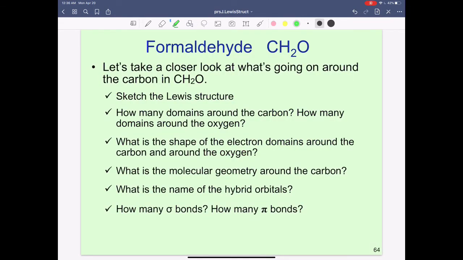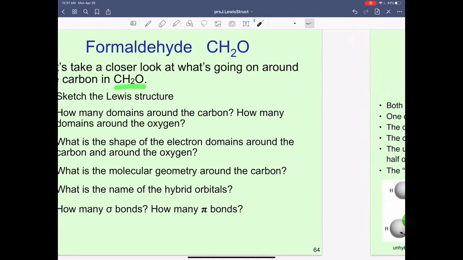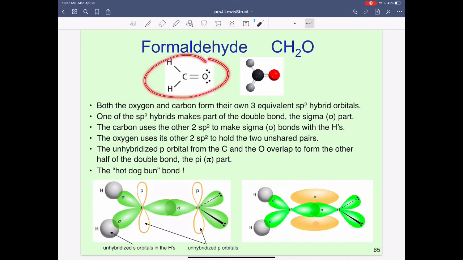Let's look at what's going on in the formaldehyde molecule. We saw the Lewis structure; sketch it again, and we want to think about how many domains around both the carbon and the oxygen. What is the shape of those electron domains? What's the molecular geometry? What's the name of the hybrid orbitals, and how many sigma and pi bonds? So you see the Lewis structure. Both the oxygen and the carbon form 3 equivalent sp2 hybrid orbitals. And you can tell this because there are 3 domains around the oxygen and there are 3 domains around the carbon, always resulting in sp2.